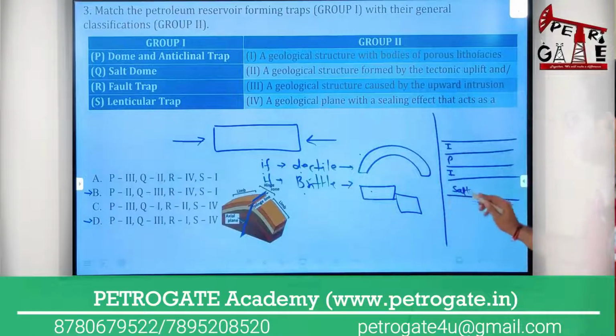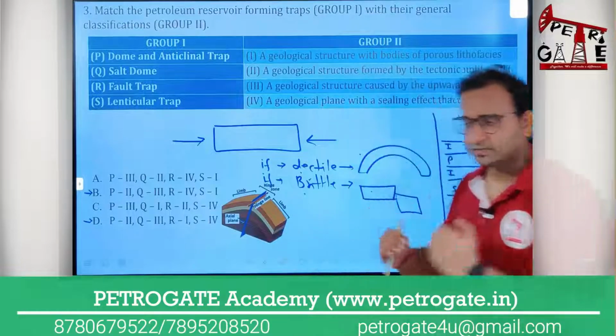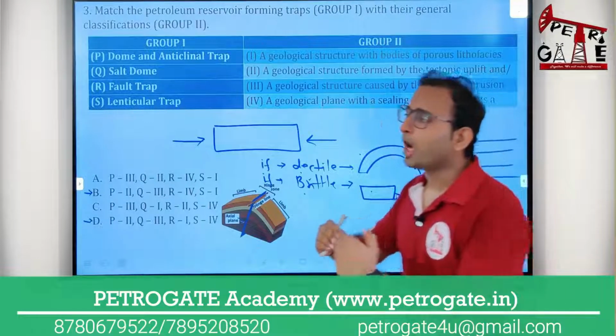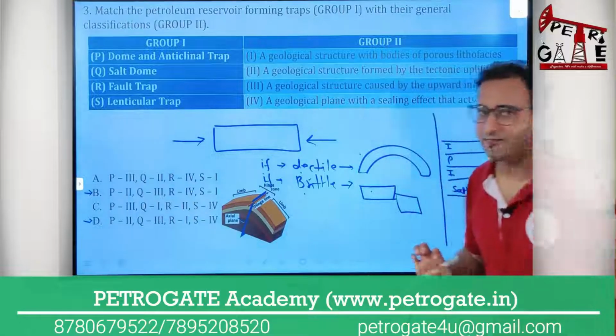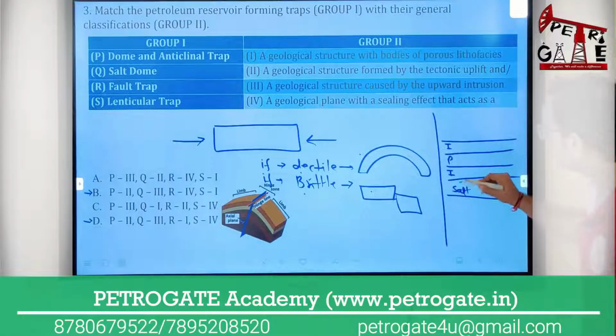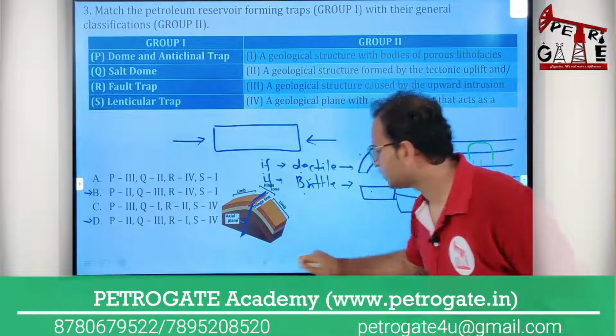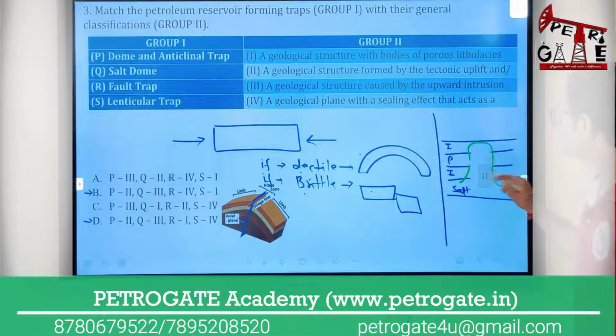Now because salt has very low density, this less dense material tries to go upward and high density material tries to go downward because of gravity segregation. No problem. So this salt is going in the upward direction. You will see this kind of structure. I am making the complete structure. Now you will see this kind of structure you are having.